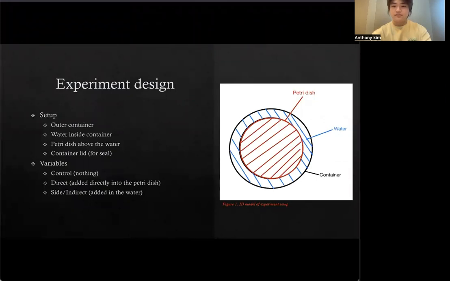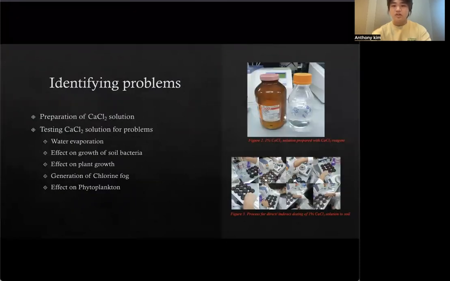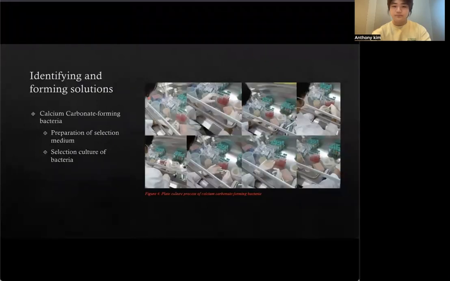The variables consist of control, which is nothing; direct, which is tested when the variable is added into the petri dish directly; and indirect or side, which is added in the water on the side to test the indirect effects. First, 1 gram of calcium chloride was dissolved in 100 ml of distilled water to make a 1% calcium chloride solution. This solution was then used to test the problems, which were water evaporation, effect on growth of plants, phytoplankton, and soil bacteria, and the generation of chlorine gas.